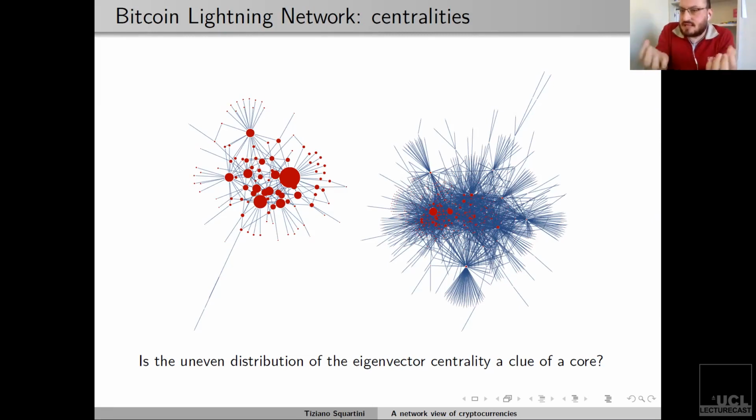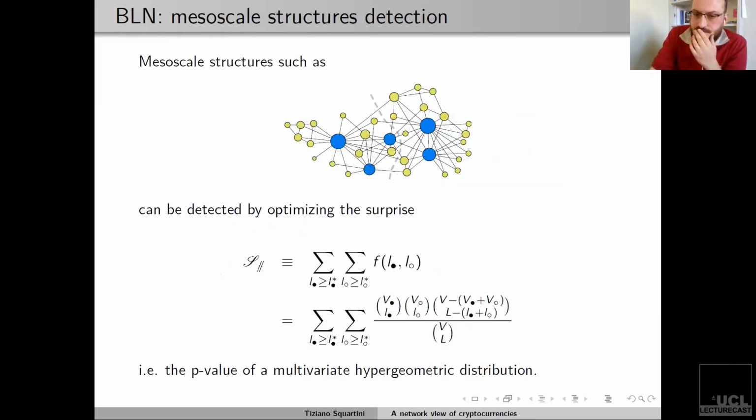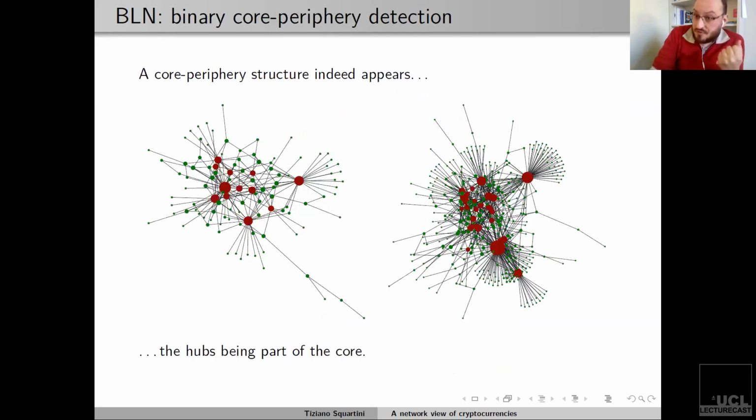I mean, you indeed see these hubs that are there. We also made some kind of more refined analysis by finding evidence of a core periphery structure, and the core nodes more or less overlap with the nodes with the largest eigenvector centrality. So even from a statistical point of view, you have this distinction between the central nodes and the peripheral nodes.